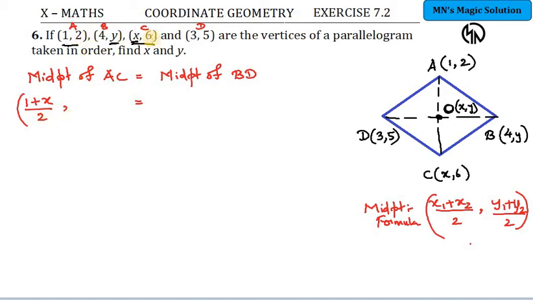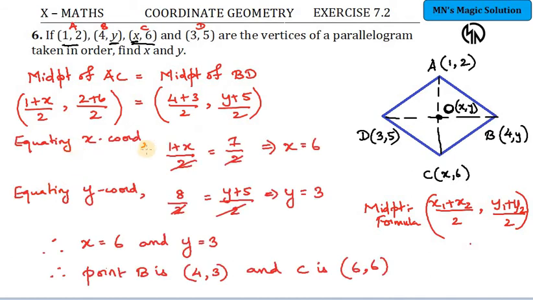So the values are 2 and 6. So 2 plus 6 divided by 2. Same way over here for BD, we have 4 and 3. So 4 plus 3 divided by 2 comma y plus 5 divided by 2. So we have to equate the x coordinates and y coordinates of these two midpoints since it is the same. So here upon equating the x coordinate, we get the value of x to be 6, and upon equating the y coordinates, you get the value of y to be 3.